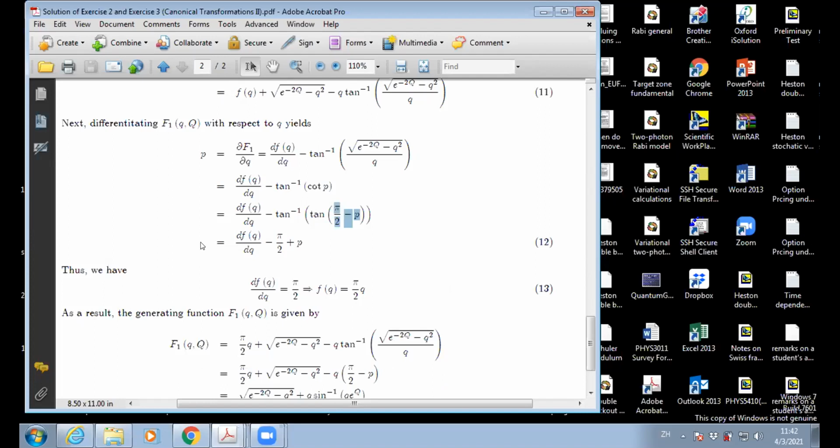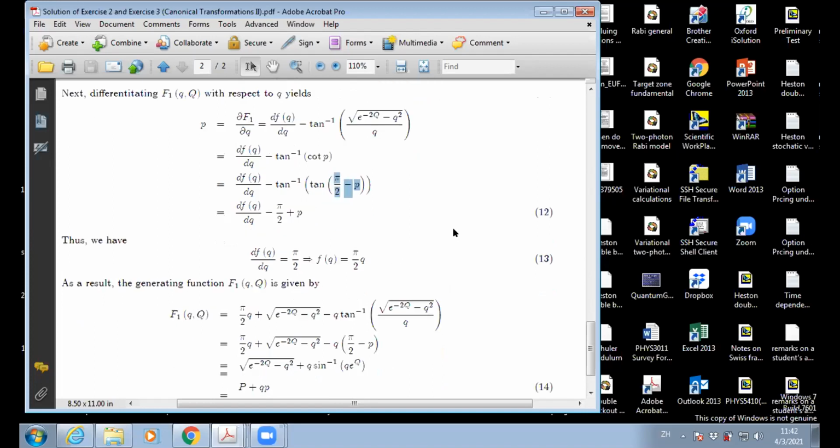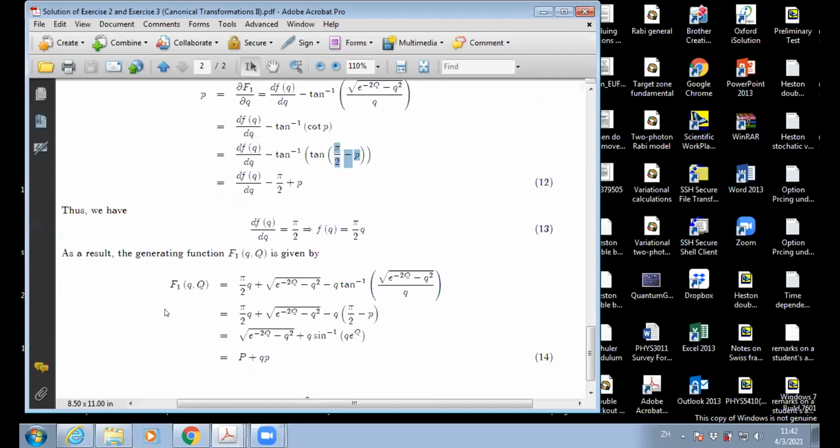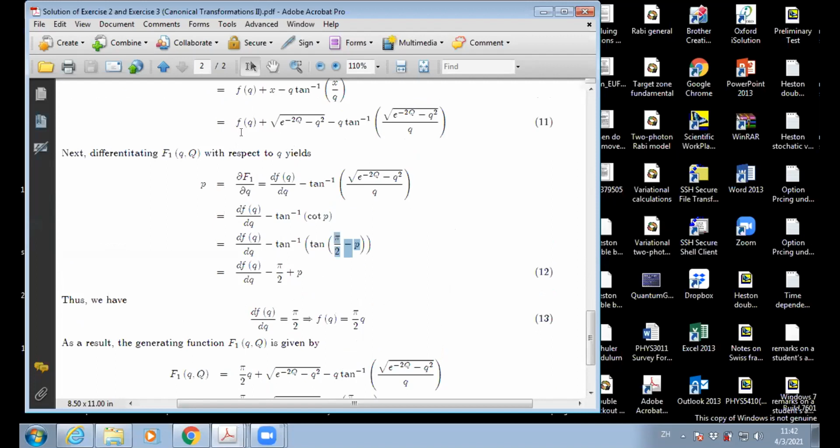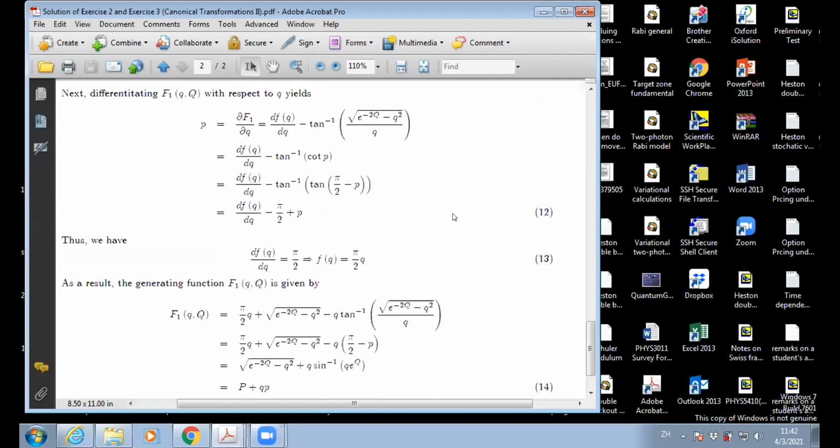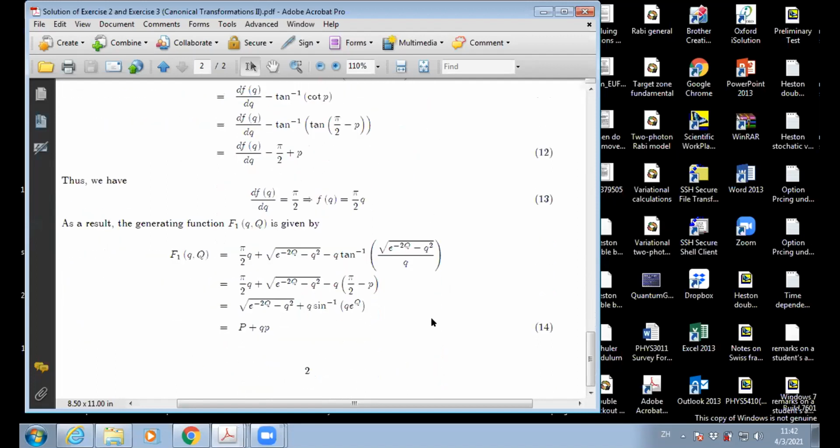So we have df/dq equal to pi over 2. So the arbitrary function is a linear function of q with the prefactor pi over 2. So our final answer is this. The generating function of the first type, f1, is equal to pi over 2 times q plus this term and also this term. So there are 3 terms to it.